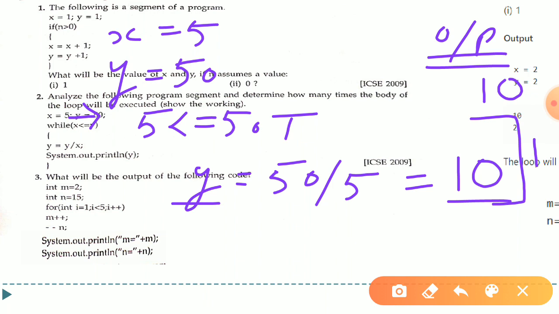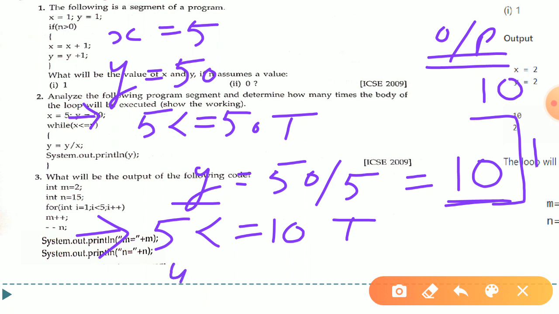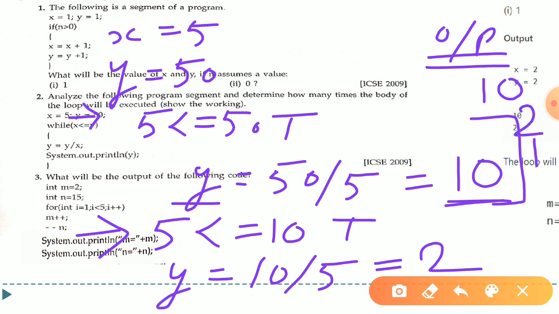Now for the second time the condition will again be checked. Now the value of y is changed, so the condition becomes 5 less than equals to 10, because the current value of y is 10. Again the condition is true, so again the statements will be executed. So y equals to 10 divided by 5, it is going to give you 2. Getting the point? Now System.out.println(y), again in the output screen you are going to get this 2. So for these two statements, the second time your loop is executed.